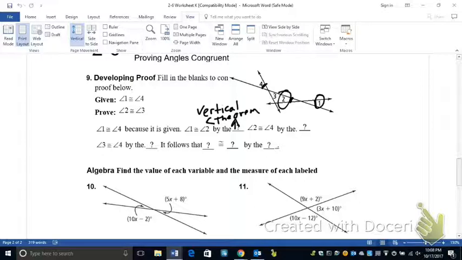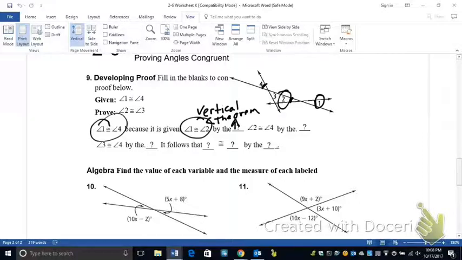Okay? So then we look at 2 and 4. Well, I know that 1 is congruent to 4 and that 1 is congruent to 2. So I know that if 2 angles are congruent to the same third angle, they must be congruent to each other. We went over this again yesterday. Think about it like this.